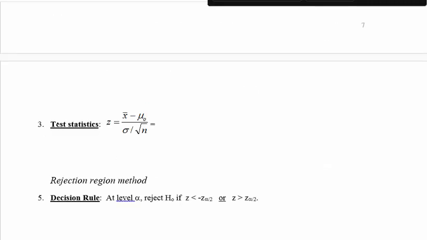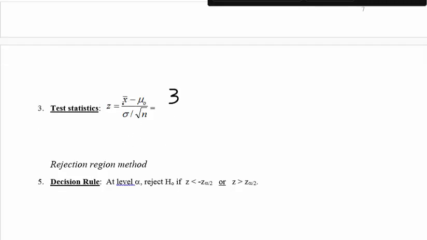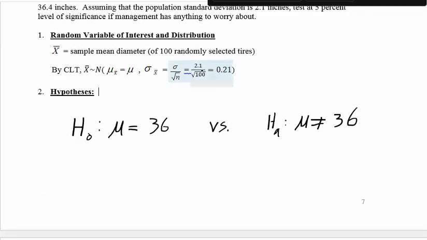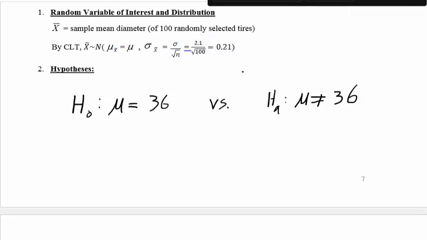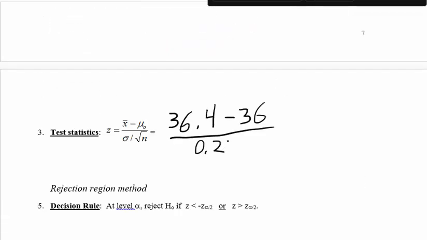The next step we need is to compute the test statistic in order to run this test. Here I copied the formula for our test statistic. We took a sample of 100 tires and the mean diameter of those tires was 36.4, minus the hypothesized mean 36, divided by the standard error of X bar. This is computed above. Sigma over square root n is the population standard deviation over the square root of the sample size, or 0.21. And there's my test statistic, my z-score.